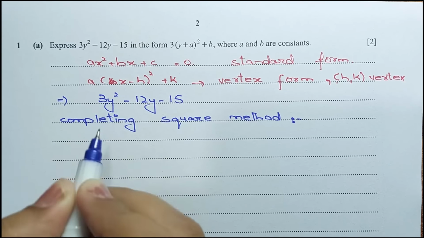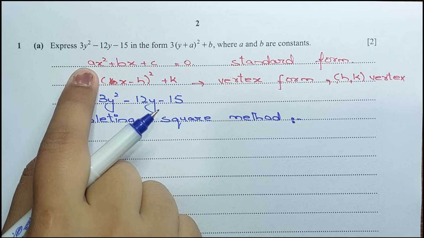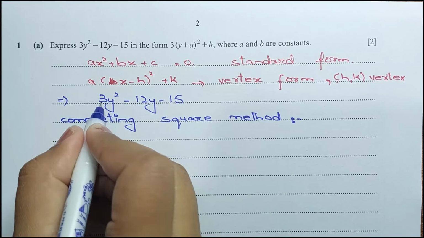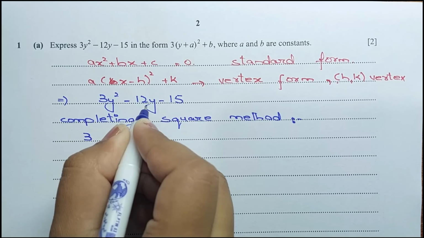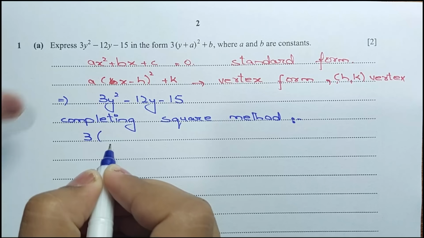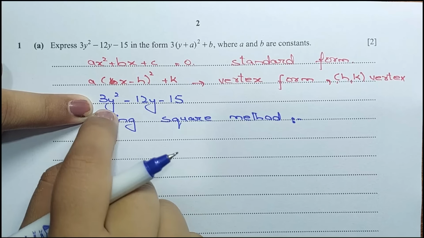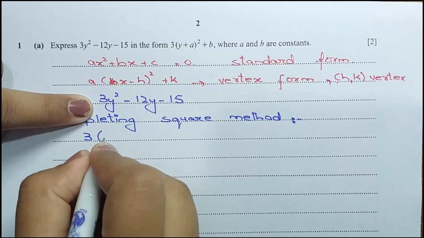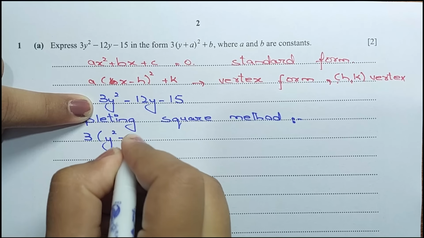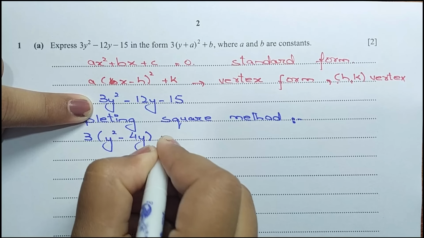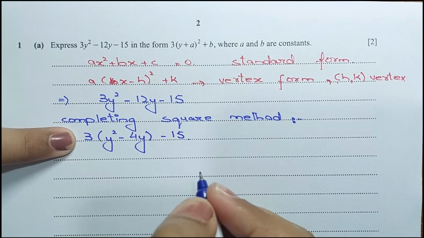or x square. You have to take that common, right? Basically, you have to take the a common from the first and the second term. So the coefficient of y square is 3. So we have to take 3 common from the first and the second term. So I have to divide the first and the second term by 3. So this becomes y square, and 12 divided by 3 is 4, so negative 4y, and negative 15, the third term, is outside. So that is the first step of the completing square method.